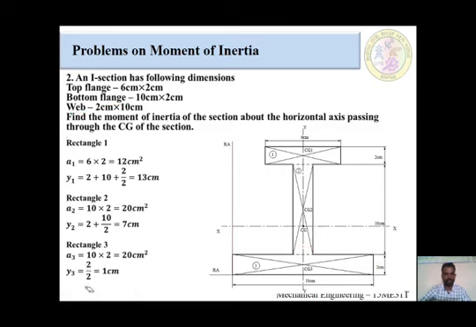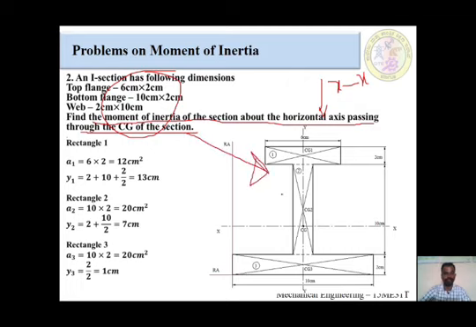They have asked to find the moment of inertia of the section about the horizontal axis. They have only asked about the horizontal axis. Horizontal axis means the x-axis through the CG of the section. Before solving the problem, you have to understand the question properly, and after that solve it. Understanding the question is 90% of the solution, and the writing part is 10% of the problem. I will erase this one.